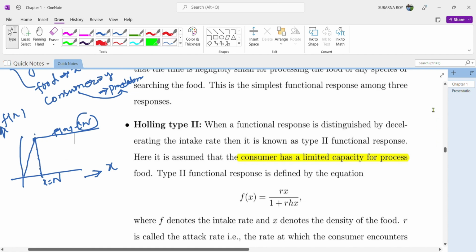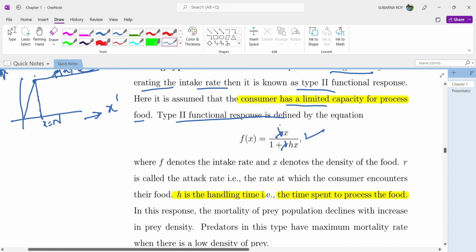And Holling type 2 functional response: when a functional response is distinguished by a decelerating intake rate, it is known as type 2 functional response. Here it is assumed that the consumer has a limited capacity for processing food, and type 2 functional response is defined by this equation. Here we can assume R as lambda. Lambda is the encounter rate or attack rate of the predator population, that is the rate at which the predator population encounters prey species. H is the handling time spent to process the food.